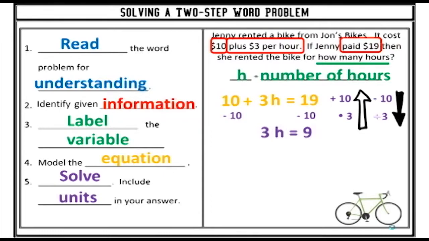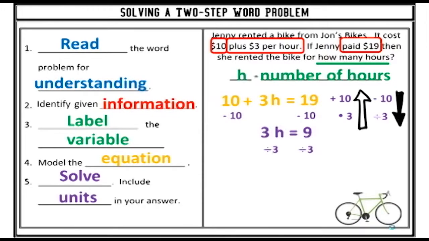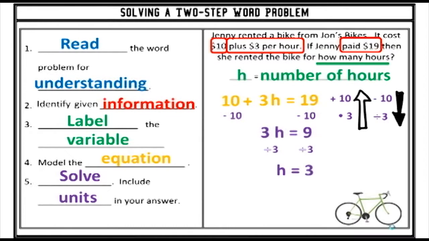My next operation is divide by 3. 3H divided by 3. 3 divided by 3 cancels to give me 1, my identity. So I'm left with just H on the left. 9 divided by 3 is 3. My final answer is not H equals 3. Look back at your equation. It says H equals number of hours. Again, take a hint from English class. Answer in a complete sentence. How many hours? 3 hours.